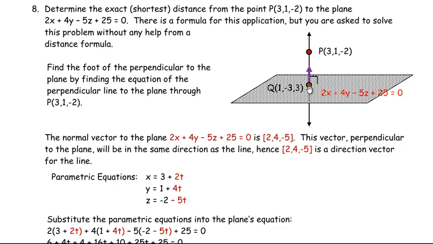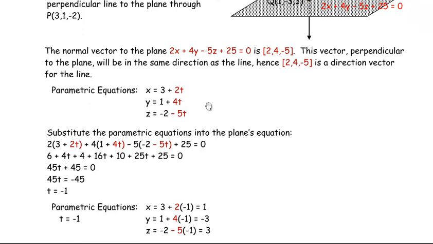A few questions ago I did a question where you find where a line intersects a plane. So same idea. We're going to substitute these into the plane's equation. So I'm going to put 3 plus 2t here. So 2 times the 3 plus 2t, that's that. And I'm going to put the 1 plus 4t here, so 4 times 1 plus 4t. And then negative 2 minus 5t here, so minus 5 times negative 2 plus 5t. That's that there. And of course, plus the 25 equals 0. We're substituting that into the plane's equation.